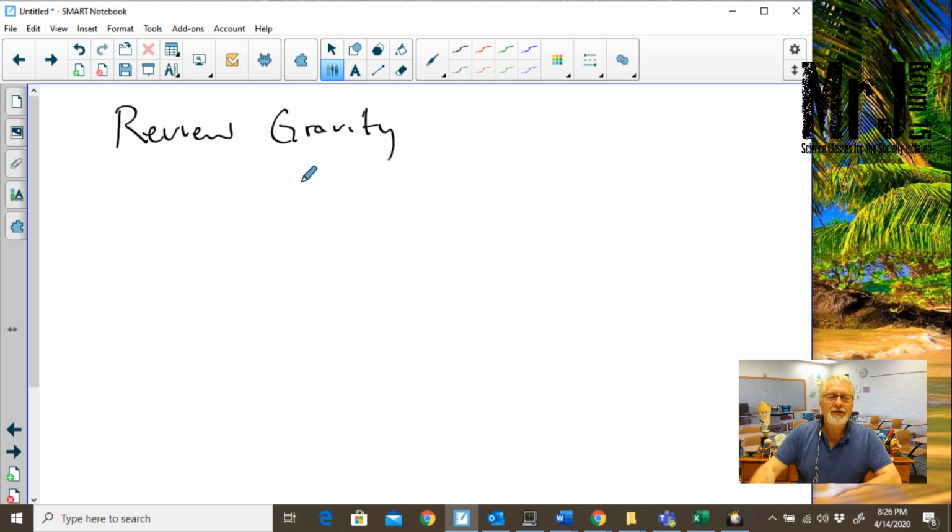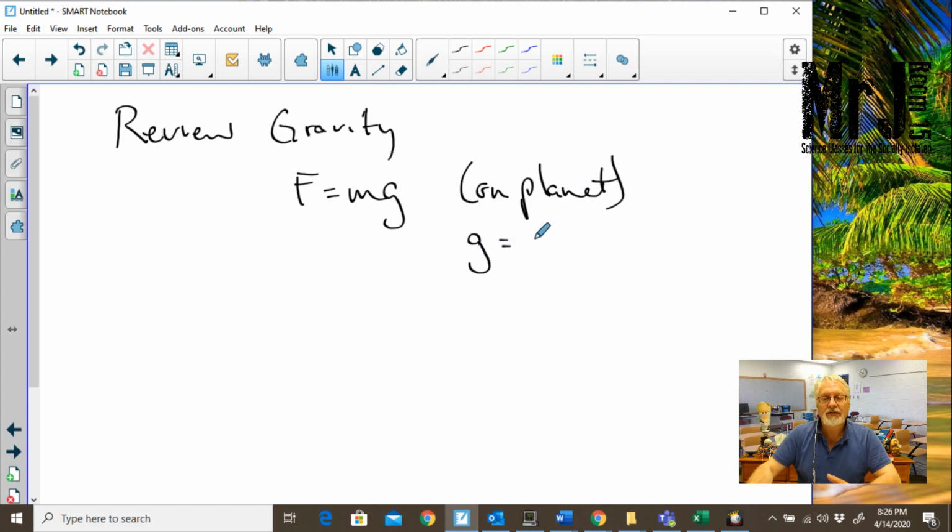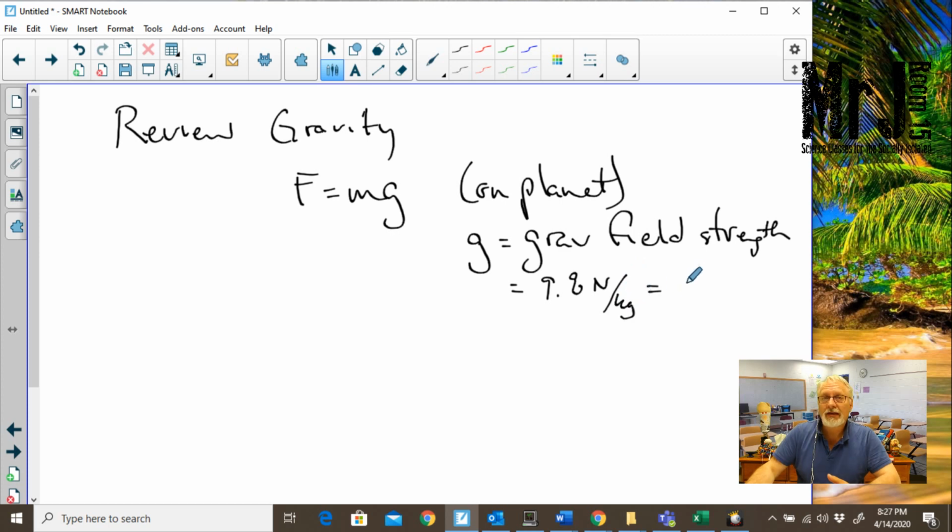So just a quick review. In terms of gravity, we have two equations. We have F is equal to mg. This is for when we are on the planet. And g is our gravitational field strength, and that is equal to 9.8 newtons per kilogram. It is also equal to the acceleration due to gravity of 9.8 meters per second squared. And those two numbers, as mentioned before, are the same because this is how it is defined. The gravitational field strength is defined in terms of the acceleration a mass feels in this gravitational field. So this is when we're on the planet.